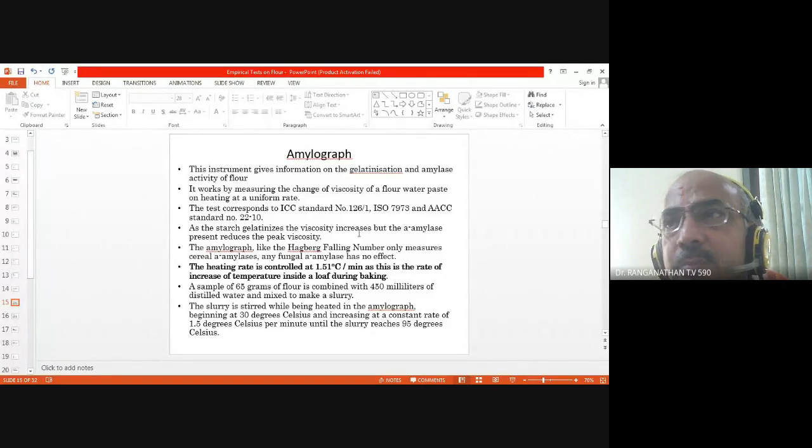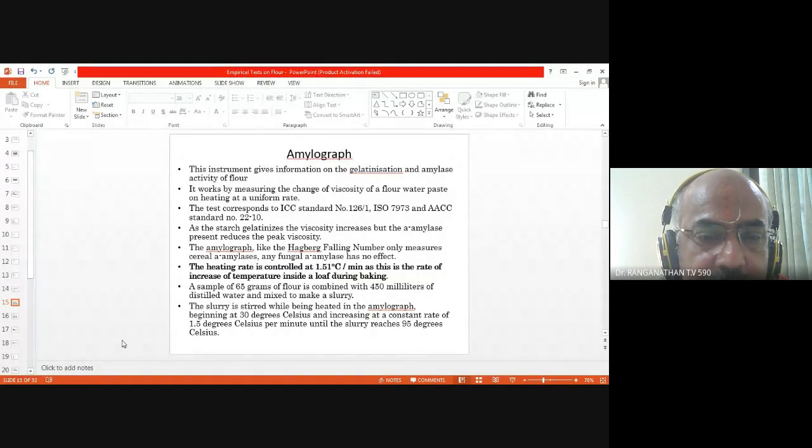A slurry is made. In the case of an alveograph, in the case of an extensograph, a dough is made. What is the difference between a dough and a slurry?